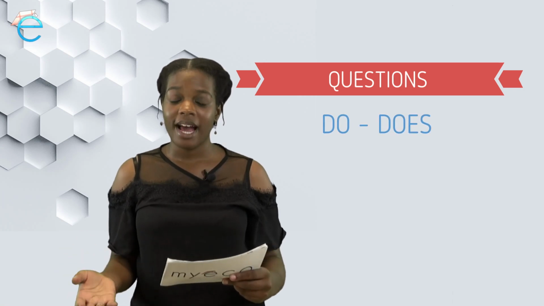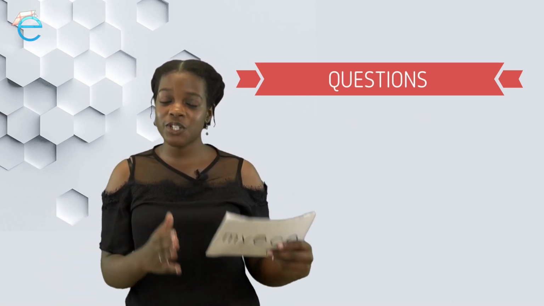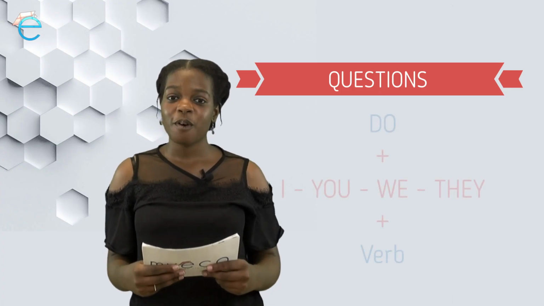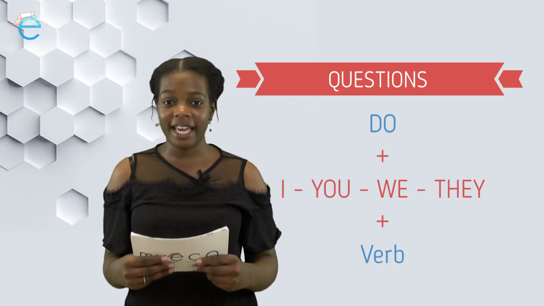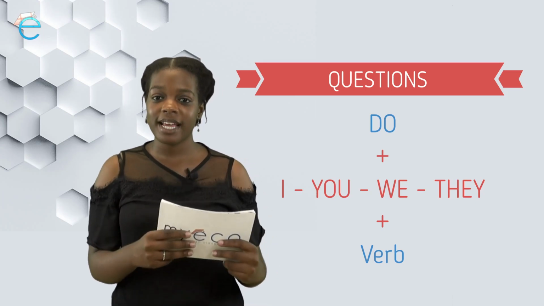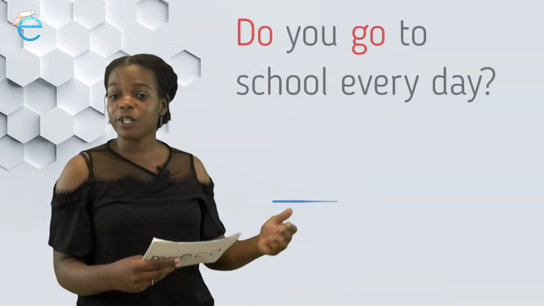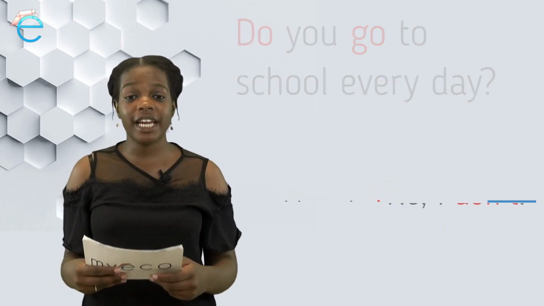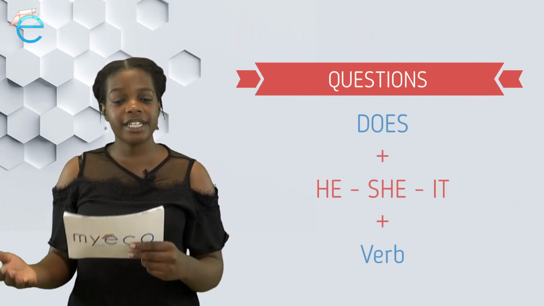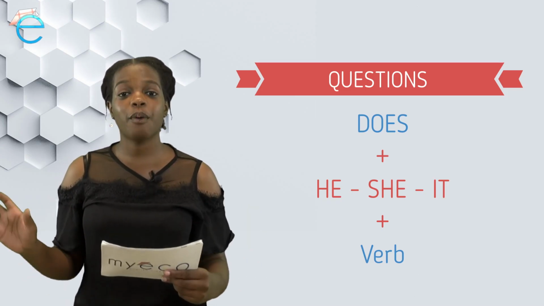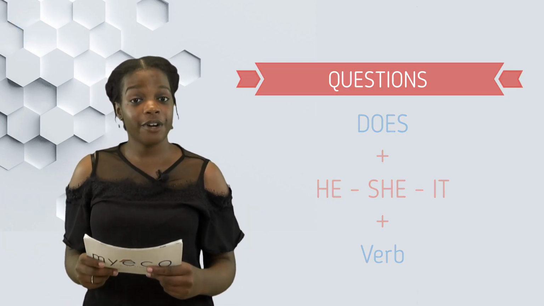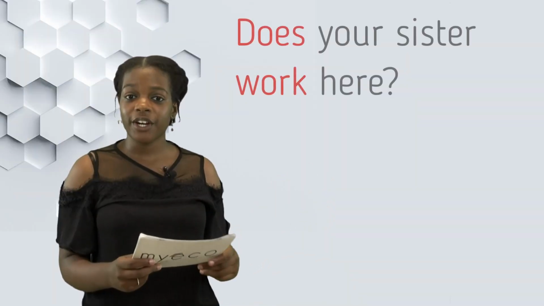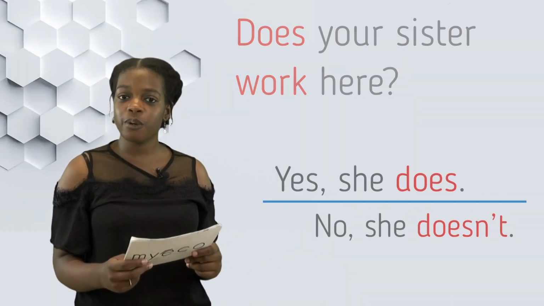When we're making questions, we use do and does as well. Our do or does goes to the start of the sentence. So, for I, you, we, and they, our do goes to the front and we add our verb. For example, do you go to school every day? Short answer, no, I don't, or yes, I do. For he, she, and it, we use does, and our does goes to the front of the sentence and our verb remains unchanged. For example, does your sister work here? Yes, she does, or no, she doesn't.